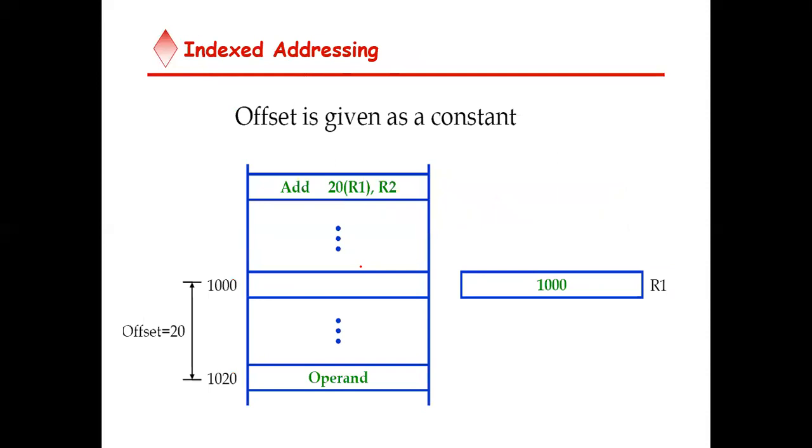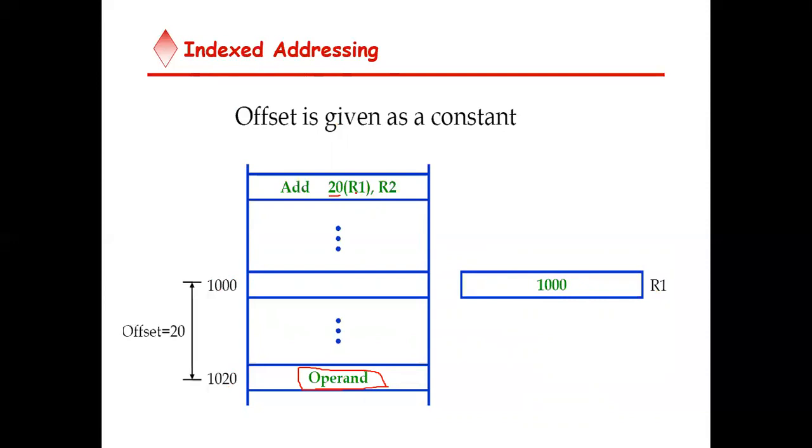This example will give you a clear idea about what is meant by indexed addressing mode. You can see ADD 20(R1), R2. It means that R1 is having an address. Go to R1 and look into it. You have 1000 as the address in R1. Adding the extra constant value, 1000 plus 20 is 1020. So there, at 1020, you can find your operand. That is the first way of representing the indexed addressing mode.